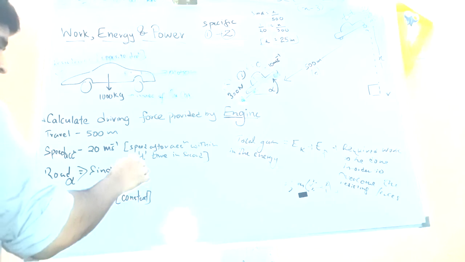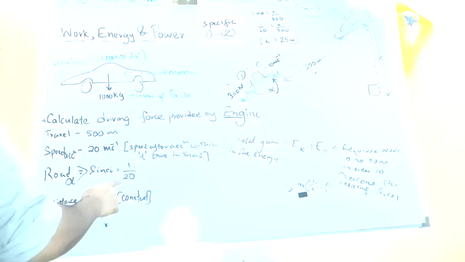So what is that height? That is x. So there is a very simple way to calculate that. You know that sine alpha is given. So sine alpha equals x divided by 500, right? And it is given as 1 divided by 20. So 1 divided by 20 equals x divided by 500. So very easily we can obtain x equals 25 meters, right?